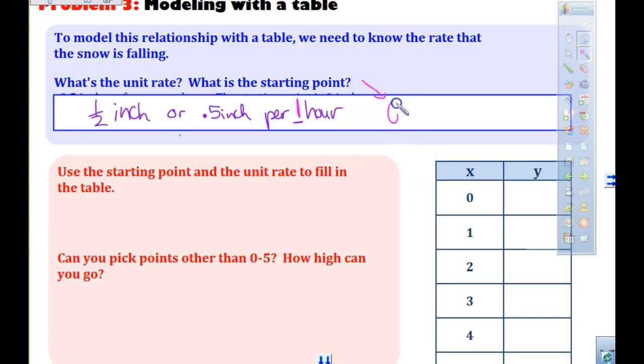Well, at 0 hours, right? So it's the ordered pair 0, 0. We have 0 inches of snow. So here x is going to be our hours, and our y is going to be our snow in inches.